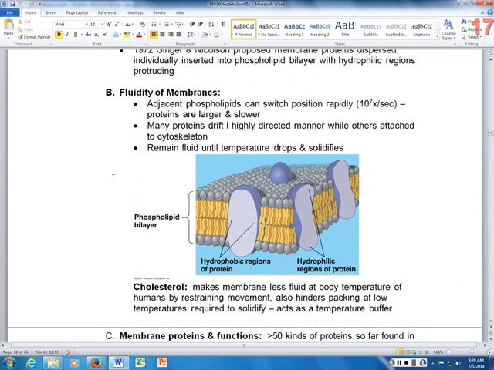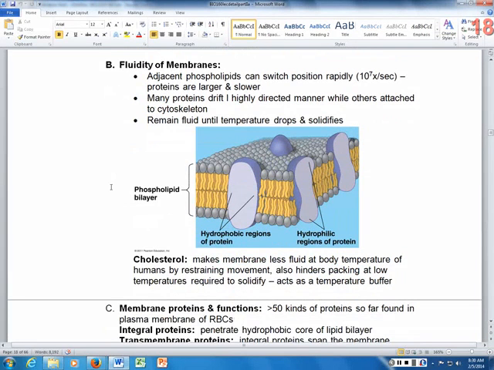So the membranes are fluid in that they can move around and change shape. Adjacent phospholipids can switch positions 10 to the 7th times every second. Some of them are going to be slower; the bigger ones tend to be slower. Some are going to drift in a highly directed manner. Others are going to be attached to the cytoskeleton and not move around a whole lot. The temperature will affect them, so they remain fluid until the temperature drops and then they solidify.